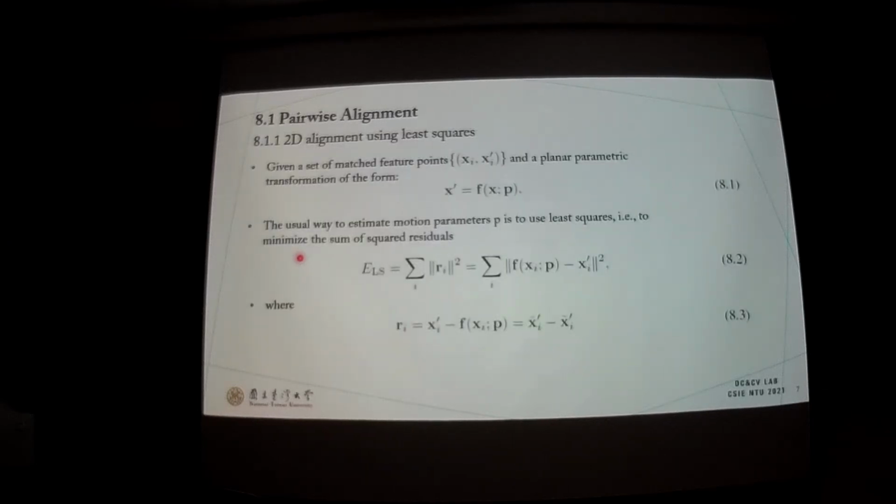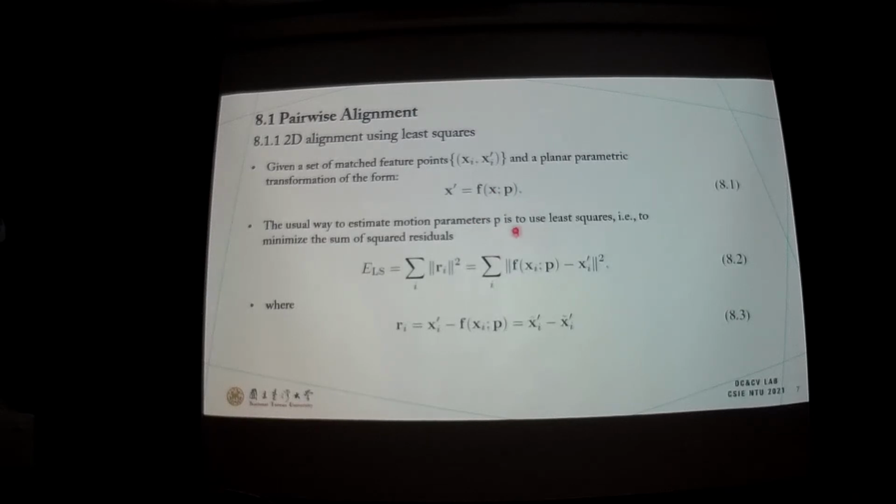For the first pairwise alignment technique, we are going to talk about 2D alignment using least squares. In this case, given a set of matched feature points, suppose we have matched feature points xi and x prime i, and a planar parametric transformation of the form that can be estimated by this equation. We can use any transformation from the previous slide to get the planar parametric transformation.